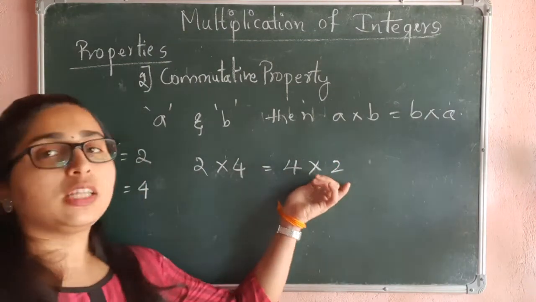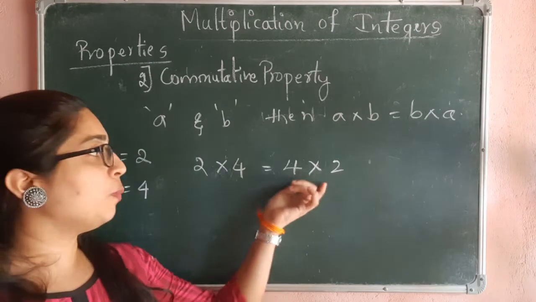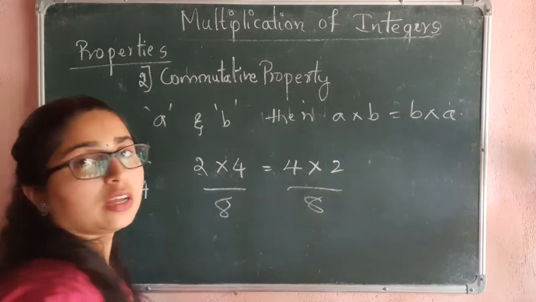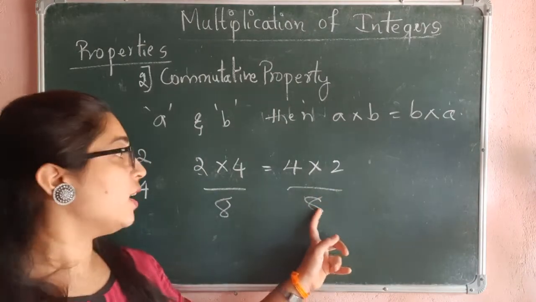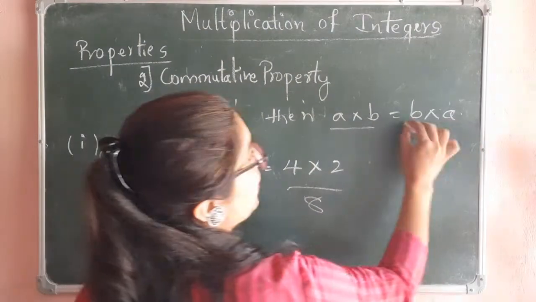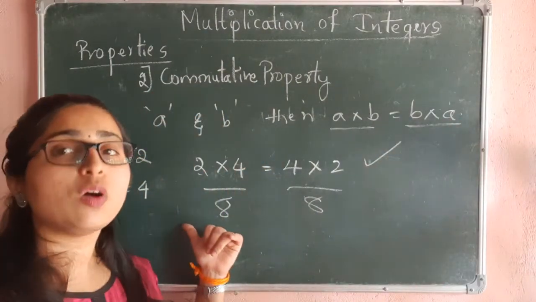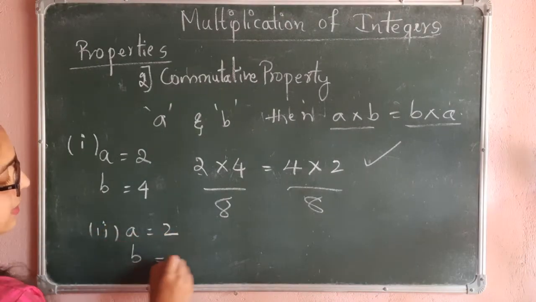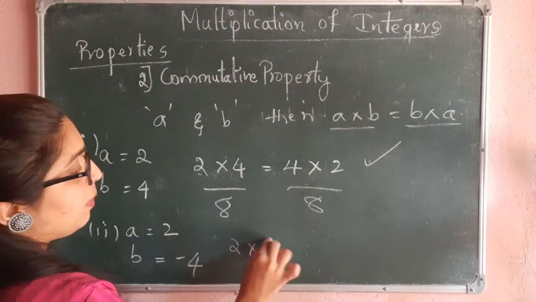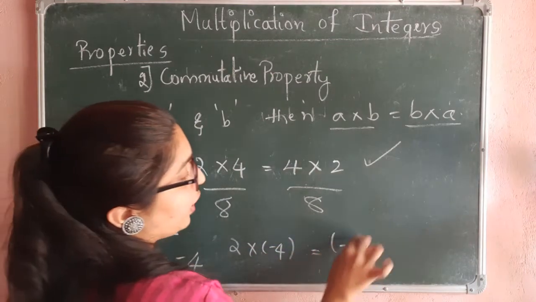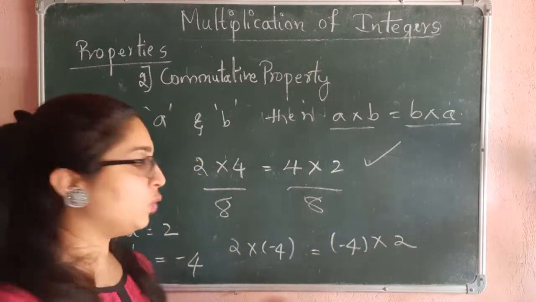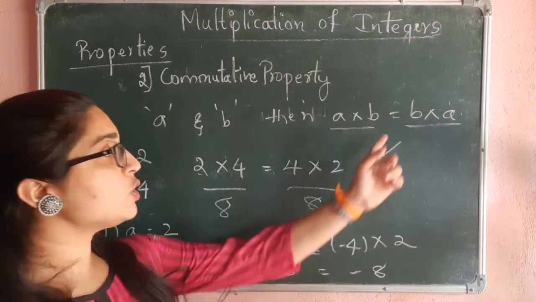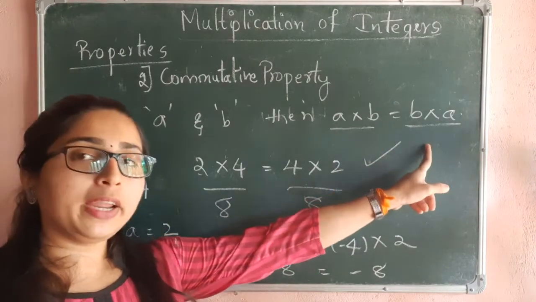Whatever the order of the integers is, it will give you 8. This one also will give you 8. So LHS is equal to RHS. So we can say A into B is equal to B into A. This was in the case of positive integers. Suppose I take A is equal to 2, B is equal to minus 4. 2 into minus 4 or minus 4 into 2 will lead to minus 8 in both cases. So here also A into B is equal to B into A.